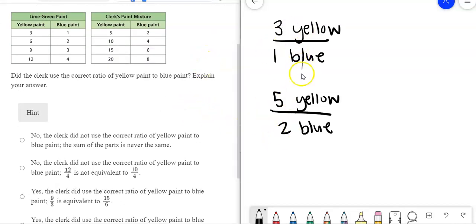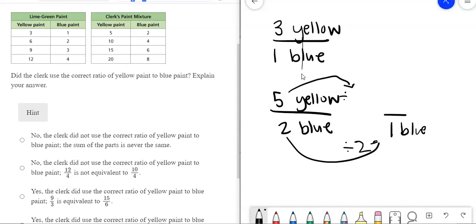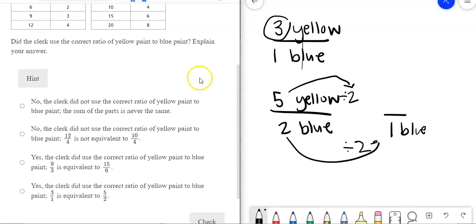He did not. Just by looking at these, I can tell, because if I simplify these down and divide by 2, because if I wanted to get 1 blue here, 2 divided by 2 is 1. 5 divided by 2 is not going to give me 3. So he did it wrong.